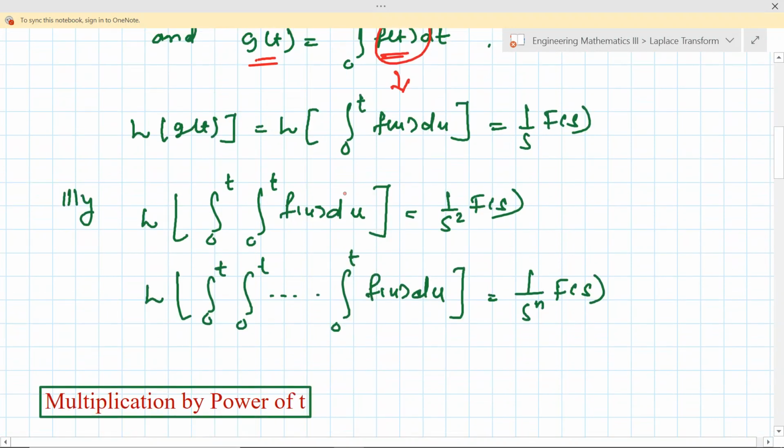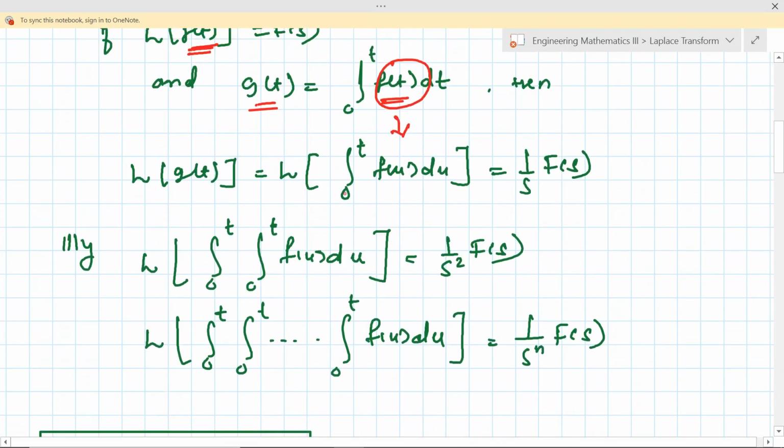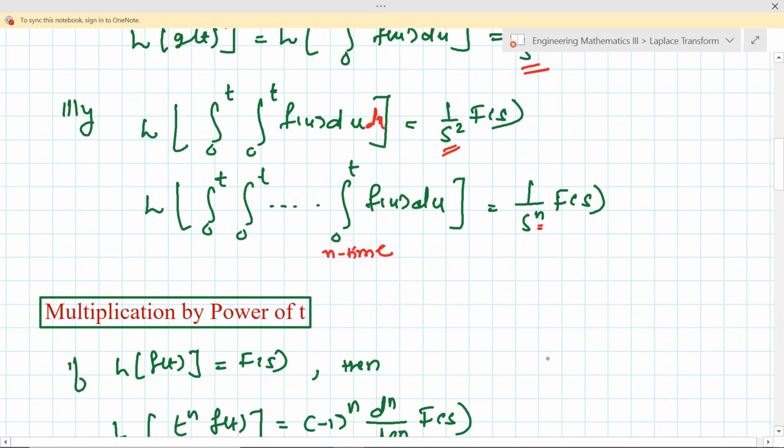If we want the Laplace of the double integration of f of u du from 0 to t, then it is nothing but 1 upon s square F of s. If a single integral is there, only 1 upon s is there. If double integration is there, it is 1 upon s square. In general, if n-time integration is there, then the power of s is n. This is the only change. If three integrations are there, then 1 upon s cube into F of s.